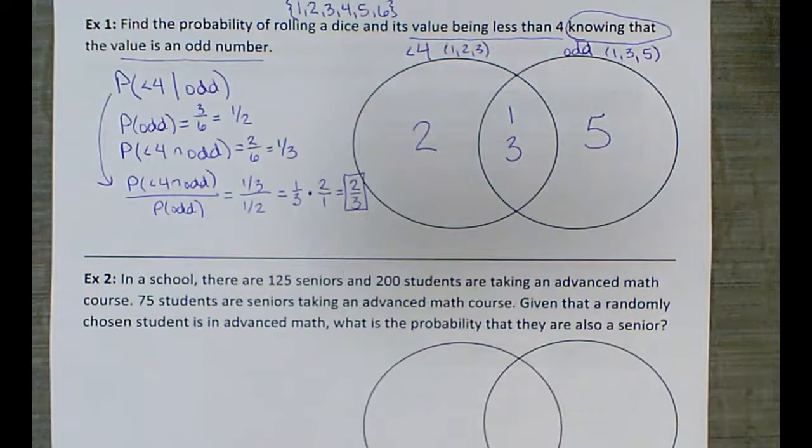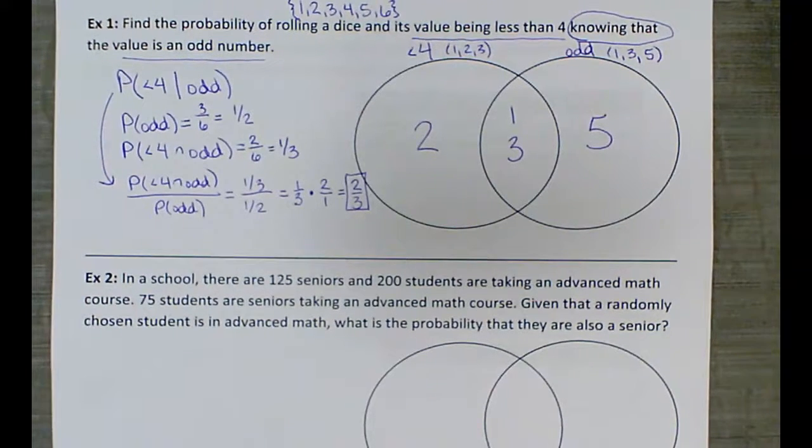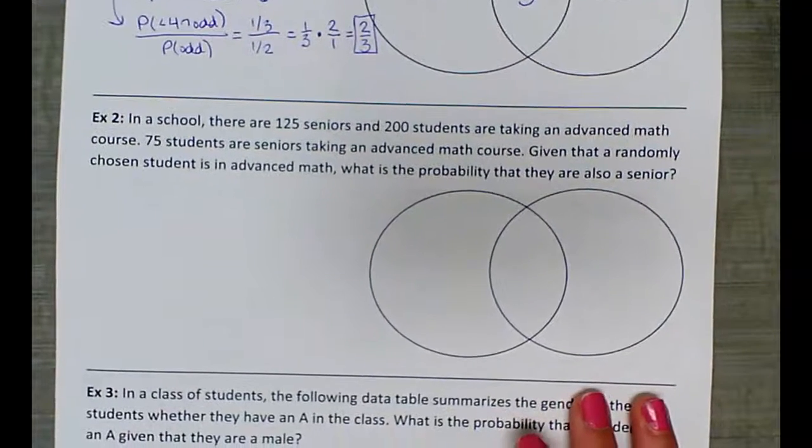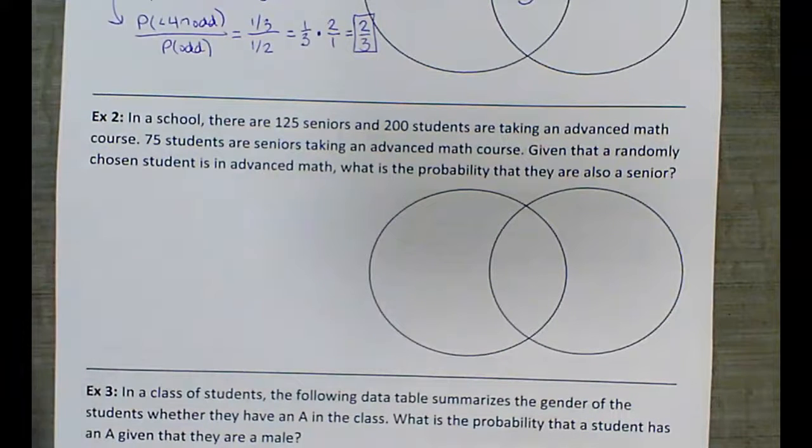So let's move on to example 2. We're going to do it with the formula, and then we'll do it with the Venn diagram. Now, I realize that in number 2, if you pause it and you read it, it talks about students and seniors and taking advanced math courses. It does not say how many total students are in the school. You can calculate an idea based on the information that they give you.